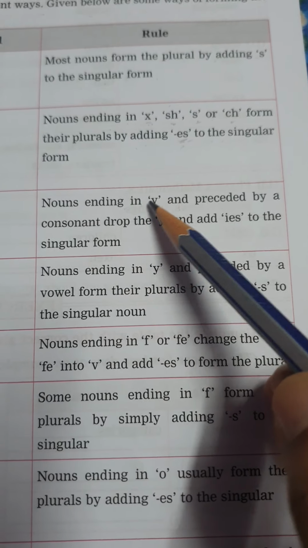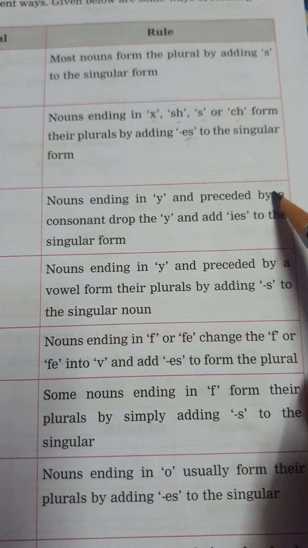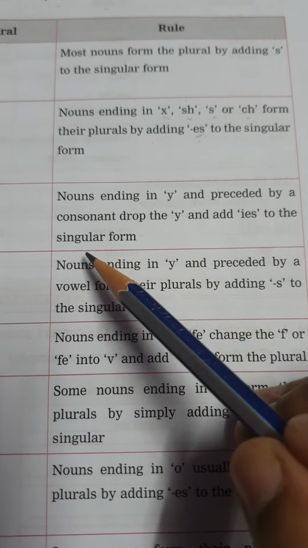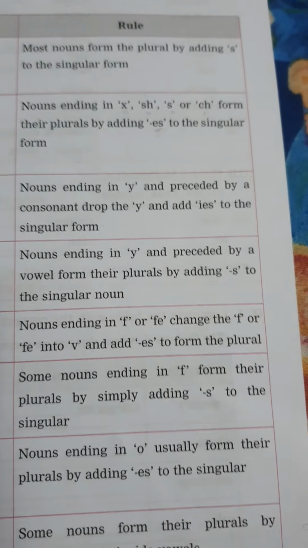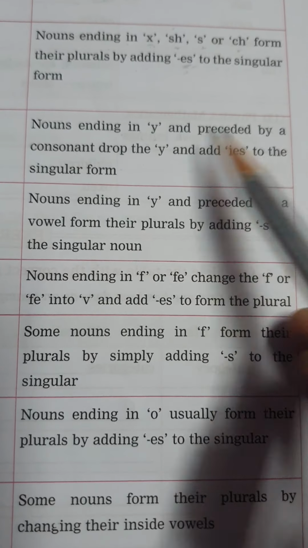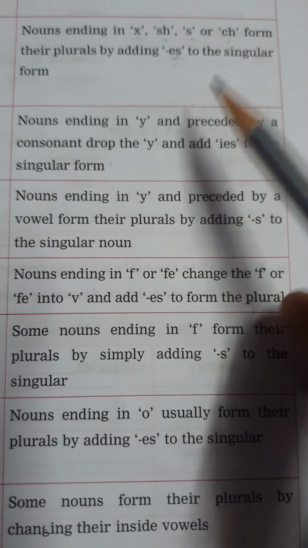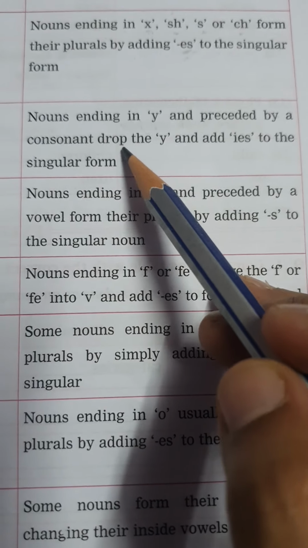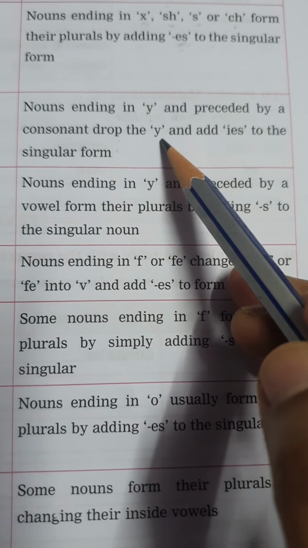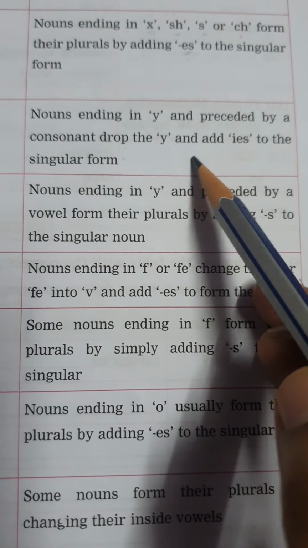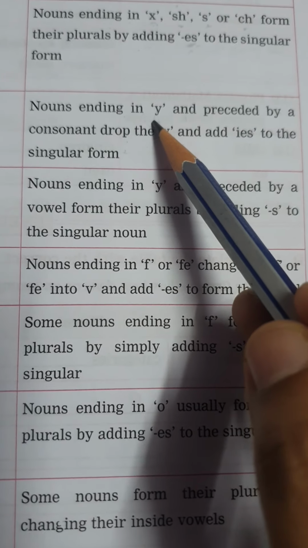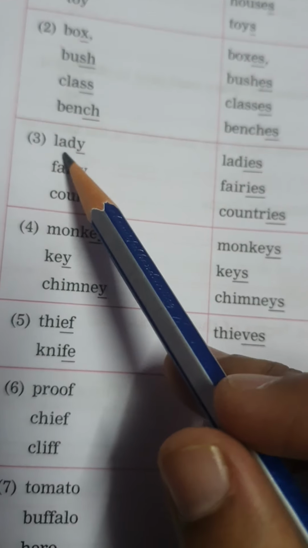Nouns ending in Y and preceded by a consonant, drop the Y and add IES to the singular form. Now there are some nouns which end with Y and before the Y there is what? A consonant. Drop the Y and add IES to the singular form. At that time we have to add what? IES. See now this, lady, lady.